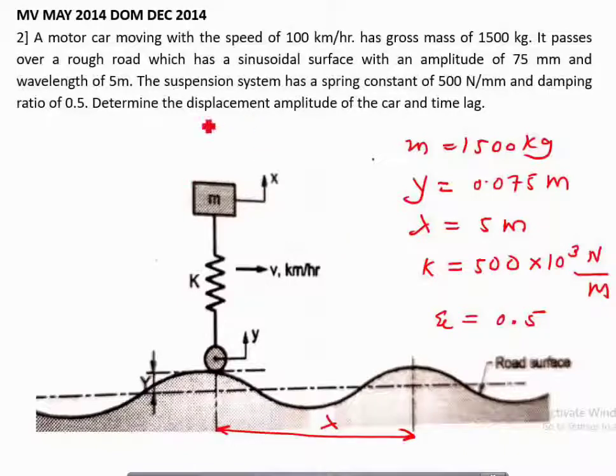Now they have asked you to find the displacement amplitude of the car. What do we mean by the displacement amplitude? Again the same, that is x, the steady state amplitude of the car due to the support excitation. They have also asked you to find the time lag. To find the time lag, first we have to find the phase lag or phase angle. Now again this particular diagram is the same.